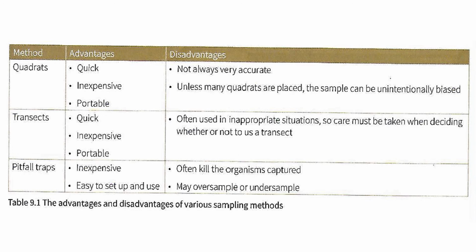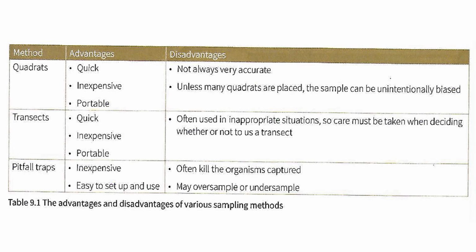Okay, so looking at these methods: quadrats, transects, pitfall traps. The advantages of quadrats: this is quick, inexpensive, and portable. Not always very accurate, and you have to take a large number of quadrats in order to be quite accurate, because if you just did a few and happened to place them in places where there was no vegetation, if you were doing a grasses survey, you have to take enough of them to remove bias.